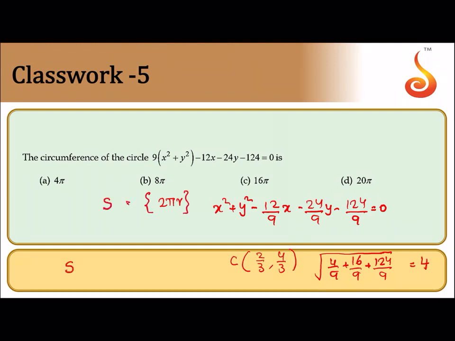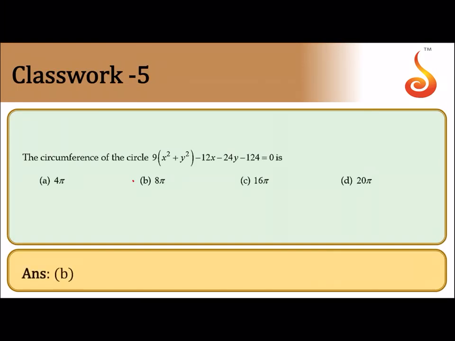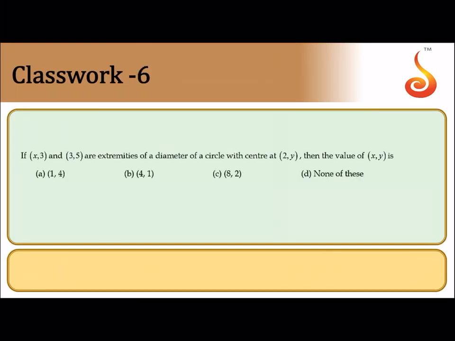So applying the formula, this is the formula of circumference. So circumference will become 2 pi into 4. Finally we will get 8 pi. Option B is correct. So formula of circumference is 2 pi r. Same, you have to find the radius. Radius formula already we have studied, root of g square plus f square minus c. So this answer is B, 8 pi, correct.